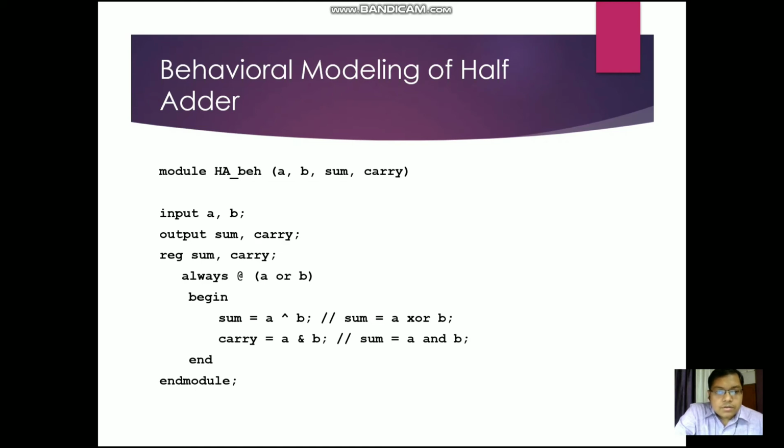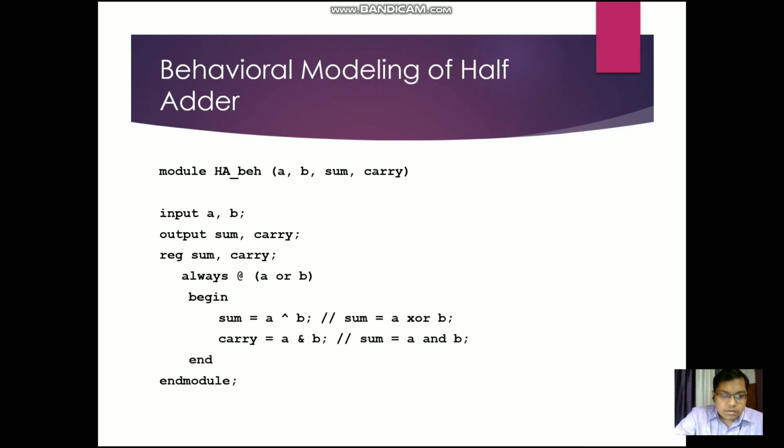So same here also I have to write module, then HABEH. I have mentioned the name as behavioral modeling, and identified all the inputs and outputs, as I did in the data flow modeling. The only difference between behavioral and data flow is that I have to write reg, that is register. Reg means it is a register, and a register will store the value. Sum and carry, these output values, will be stored in the register always at given inputs.